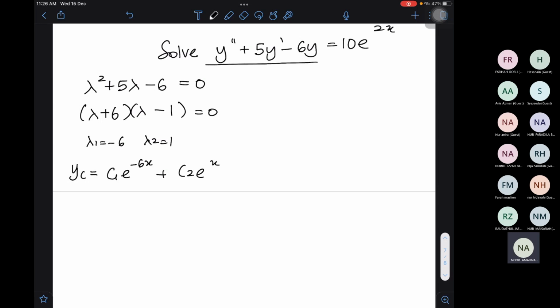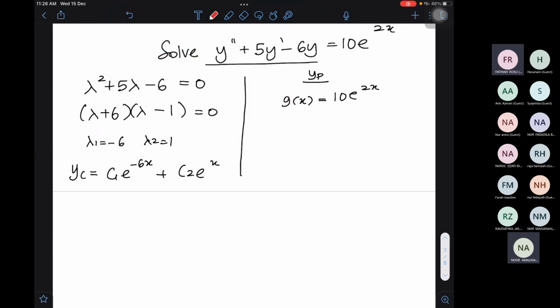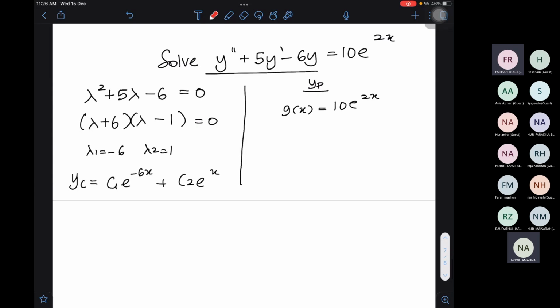So settle YC. Okay, YC dah settle. Now we want to work on YP. So kita tengok kita punya GX. GX kita adalah 10 exponent 2x. So we want to use the annihilator approach to find our form of YP. Okay, so this one is trigonometric function. Trigo must come with the polynomial. Therefore, we have here 10x to the power of 0 exponent 2x.